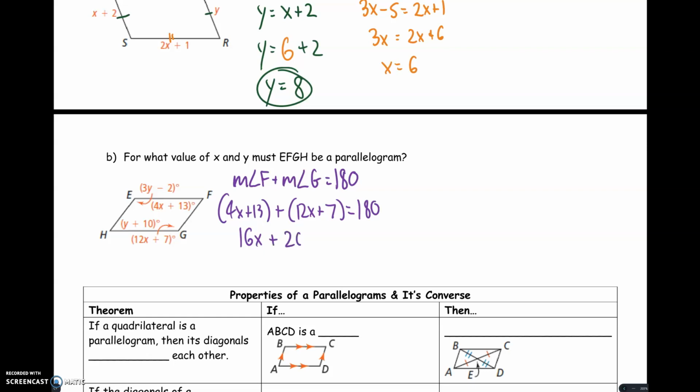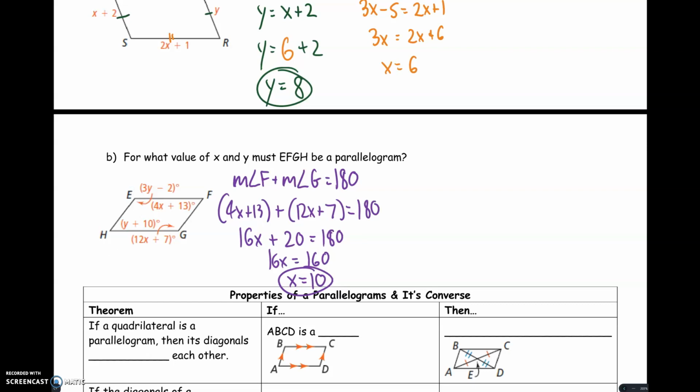So I get 16x plus 20, combining like terms, subtract 20 from both sides. We get 16x is equal to 160, it looks like. Divide both sides by 16, I think we get that x is going to be 10 for one of our answers. And now I can just take the same kind of approach if I'm looking for an answer for y, because that same idea still holds true.